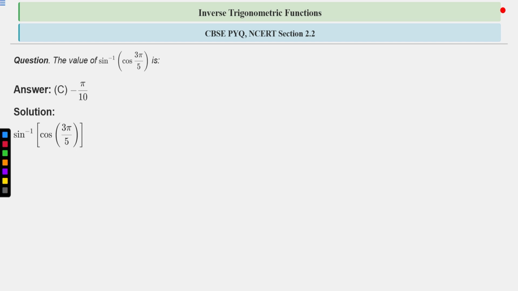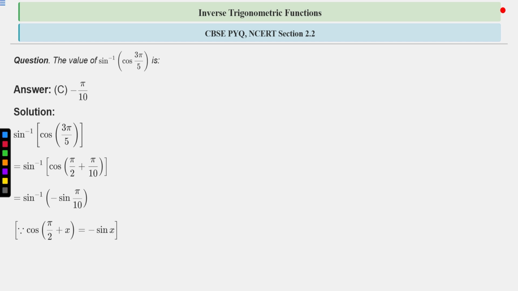We basically have to find sine inverse cos 3 pi by 5. Now, 3 pi by 5 can be written as pi by 2 plus pi by 10, isn't it? So it can be written as sine inverse cos of pi by 2 plus pi by 10. Now we know that cos of pi by 2 plus theta is basically minus sine theta. So it will be sine inverse of minus sine pi by 10.